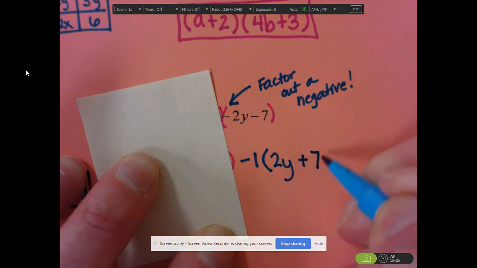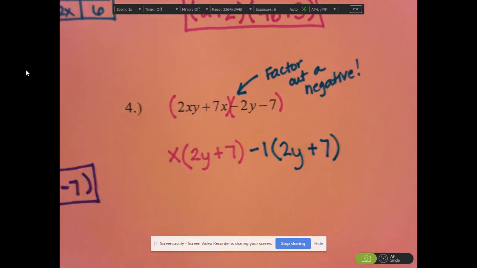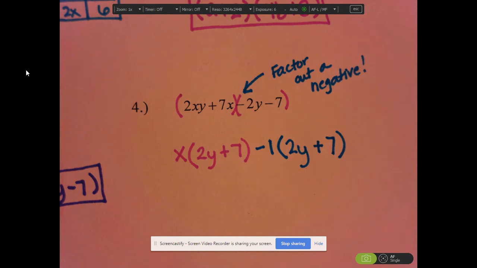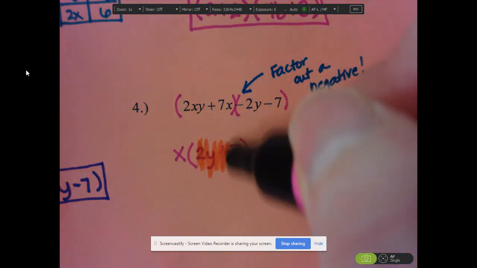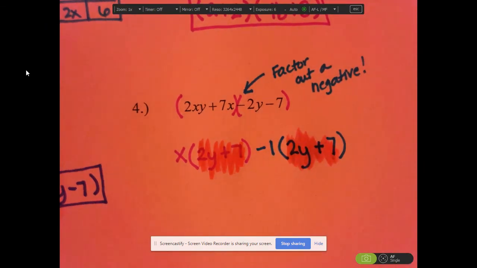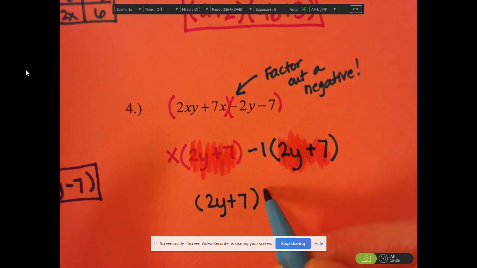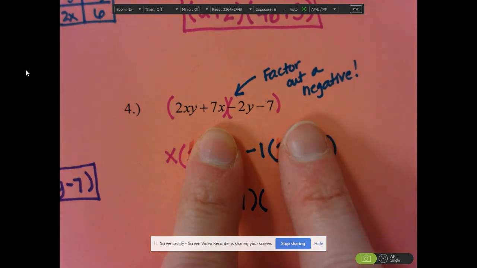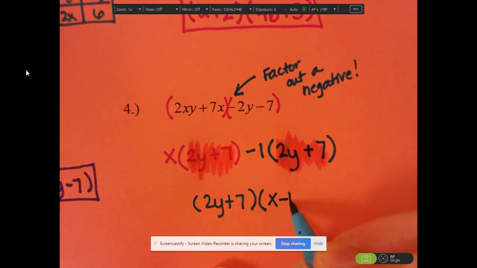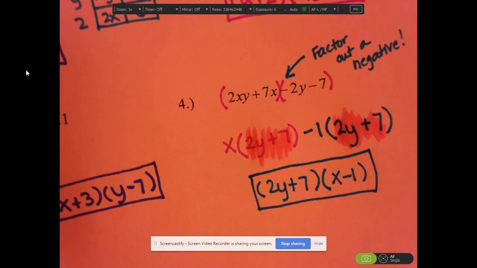Now let's see why we needed to take out that negative 1. Because when we reveal both sides, this parenthesis must be identical to this parenthesis. They can't be kind of alike. They have to be exactly alike. So 2y plus 7 is my GCF. If I take that 2y plus 7 away from each group, I'm left with x minus 1. Okay, I want you to try 5 and 6.